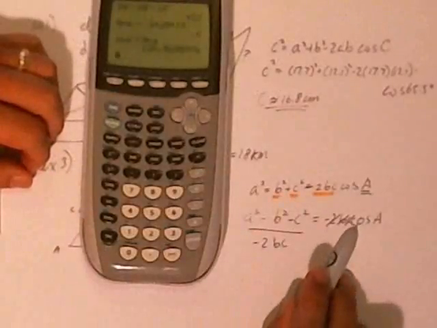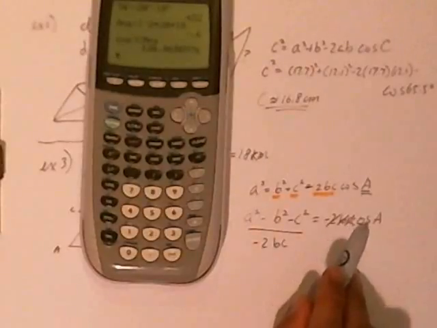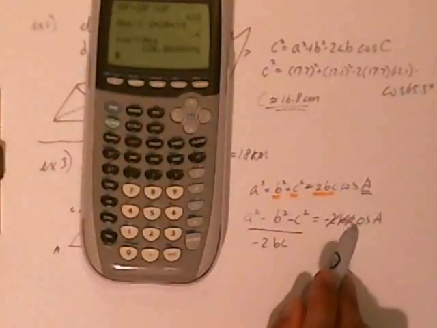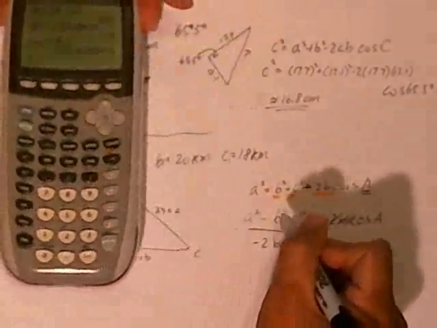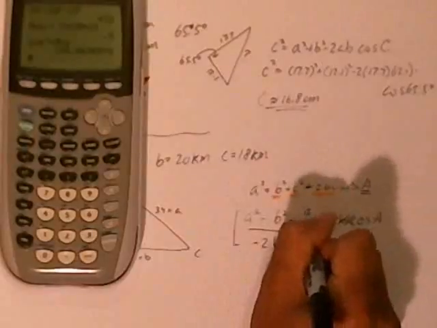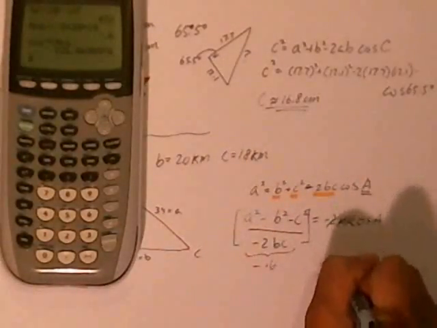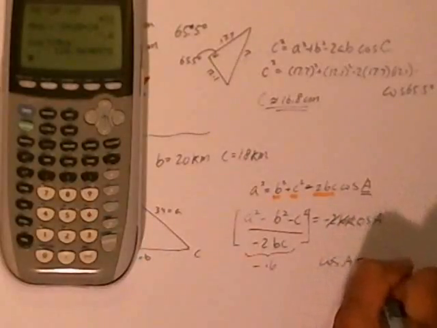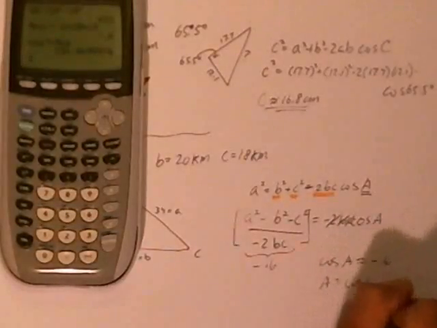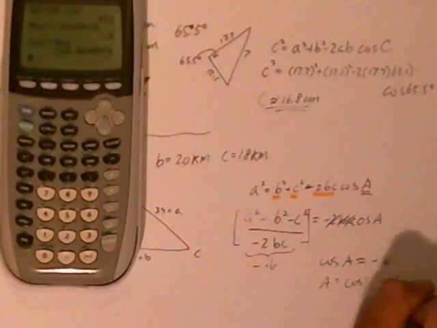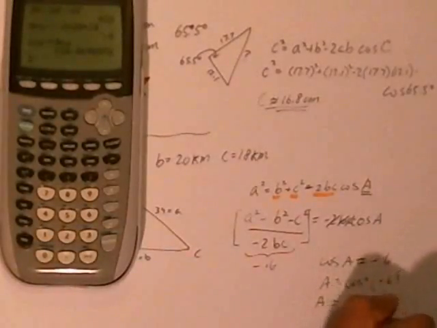To solve for angle A right here, I have to get rid of this cosine. I cannot divide by the cosine. I must take the cosine inverse to get rid of that cosine. So this turned out to be approximately negative 0.6. So the cosine of the angle A is approximately negative 0.6. The angle A is equal to cosine inverse of negative 0.6. And I did that for you. Angle A is approximately 127 degrees.